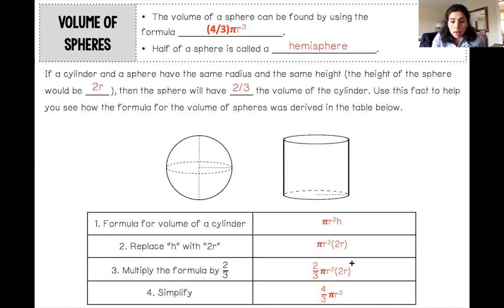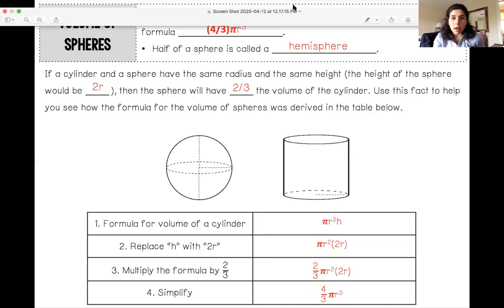R squared times r to the first power, remember, with exponents. When the base is the same, you add the exponents. So both of these have r's at their base, so all you have to do is add. 2 plus 1 is 3. So that's how you get this 4/3 pi r cubed as your formula to find the volume of a sphere.